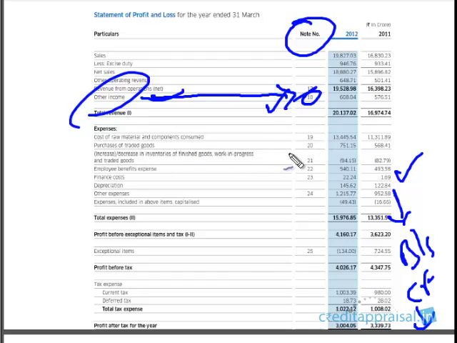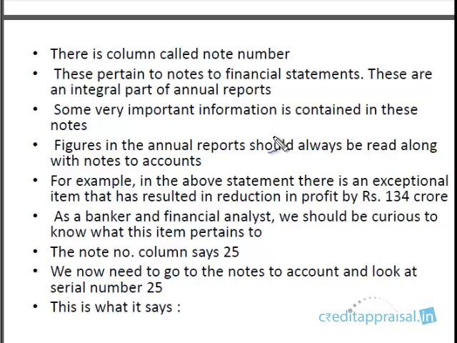See, for example, we have an item called finance costs. So this is a separate note here. If you want to know what is the finance cost, what is the interest on term loan, what is the interest on working capital, if you want the further breakup, you'll be having the information. So note number is a very important aspect. It drills down the figures, right? Additional information is provided in the notes, and it's very important to understand that notes are an integral part of annual reports, right? Notes to accounts, this additional information.